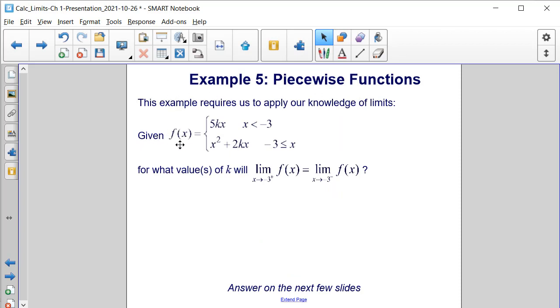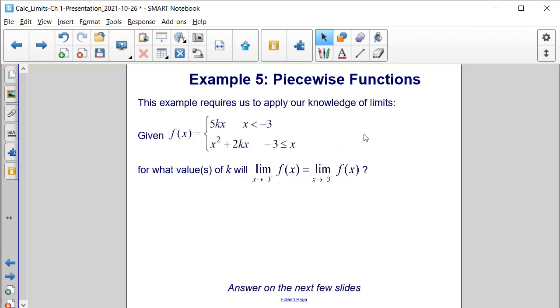We're given that f of x is equal to 5 times k times x for x values less than -3, and it's equal to x squared plus 2kx when x is greater than or equal to -3, or when -3 is less than or equal to x. They mean the same thing. For what values of k will the limit of f of x as x approaches -3 from the right be equal to the limit of f of x as x approaches -3 from the left?